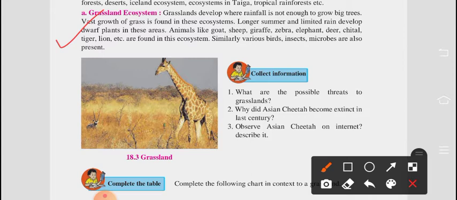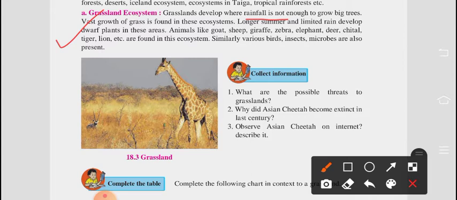Grassland develops where rainfall is not enough to grow big trees. Vast growth of grass is found in this ecosystem because rainwater is not more and enough. That is why big trees are not available. In such types of regions only grass comes up, so that region is a grassland ecosystem.